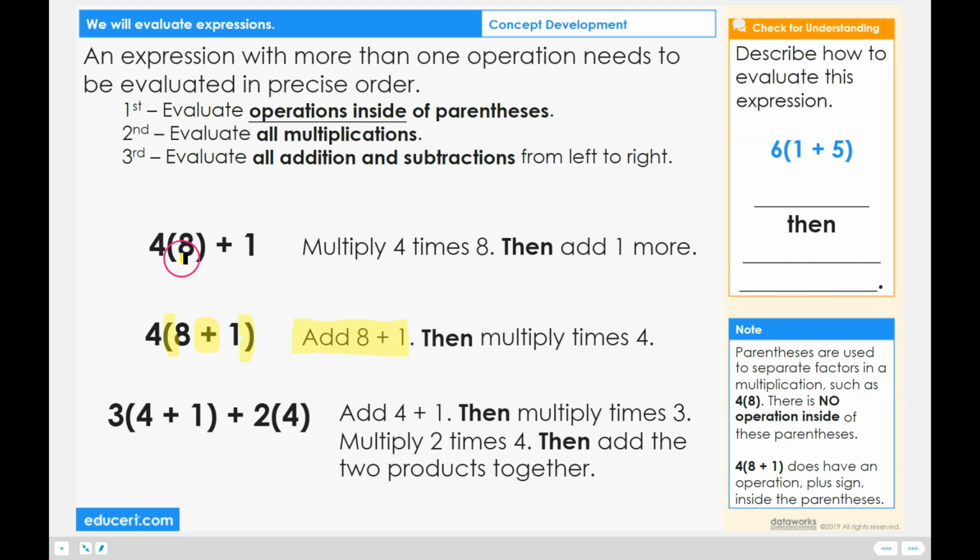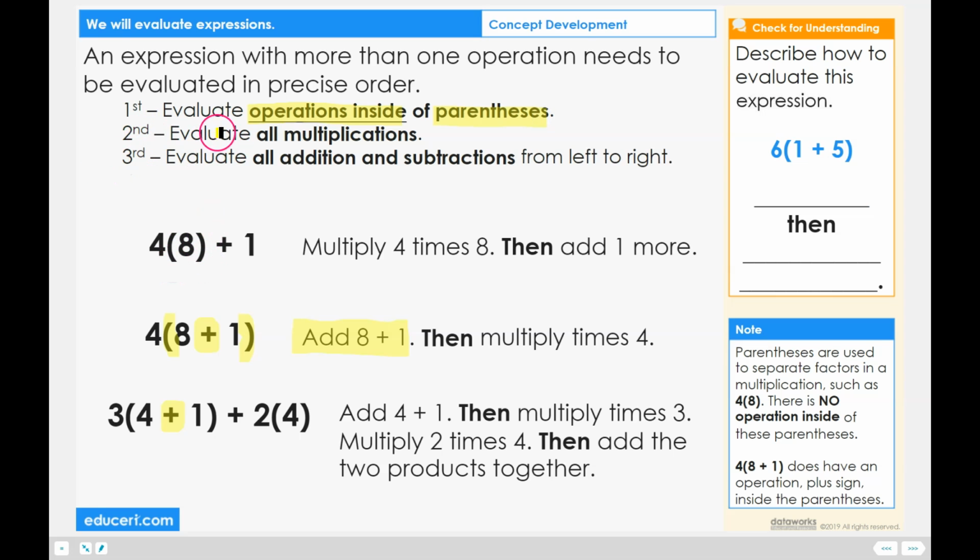Take a look over here real quick. You have 4 times 8 and the 8 is in parentheses. But there is no operation inside of here. This is just a number. So this would not count as an operation inside of parentheses. Down here on the final example, 2 times parentheses 4, that is not an operation inside of parentheses, but 3 times 4 plus 1 does have an operation inside of parentheses. So it's very important when we read this first statement that we are looking for an operation inside of parentheses and not just some number.